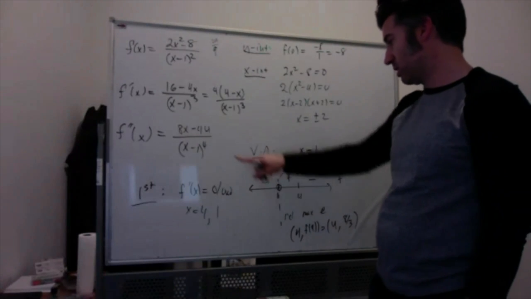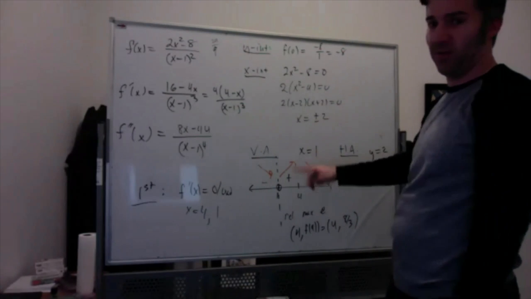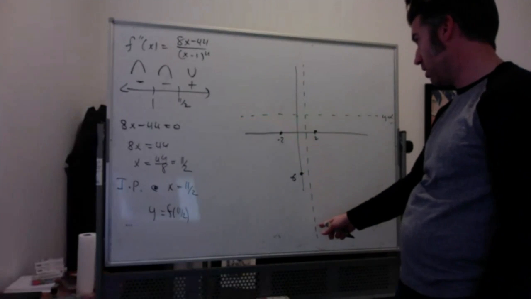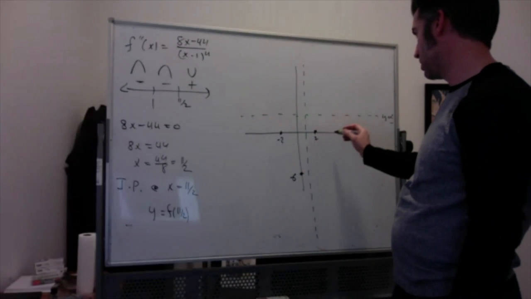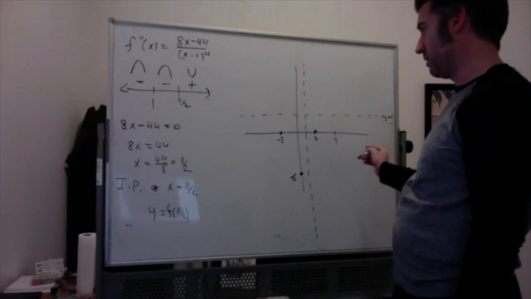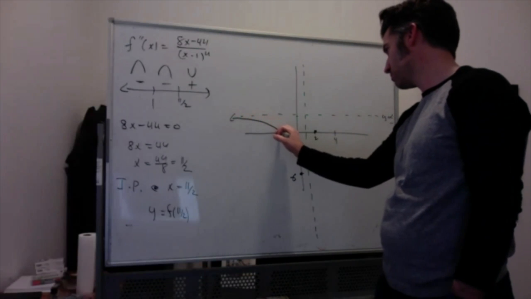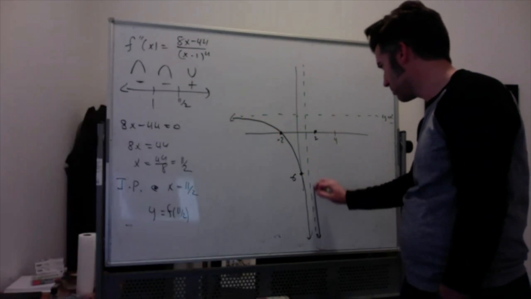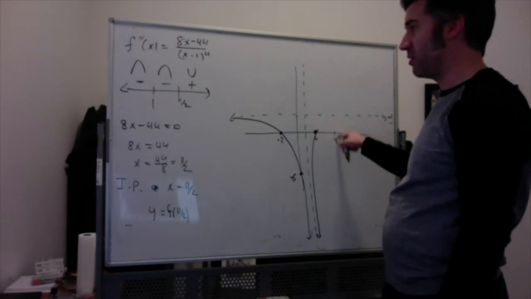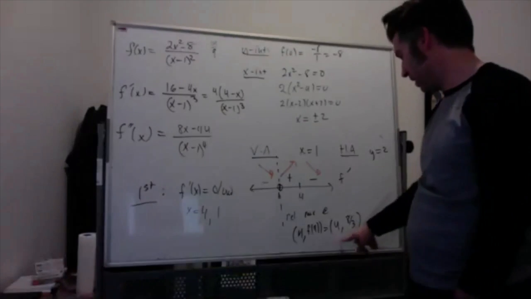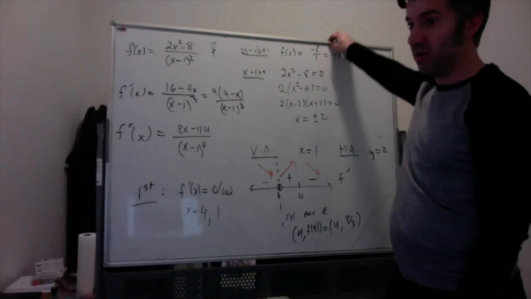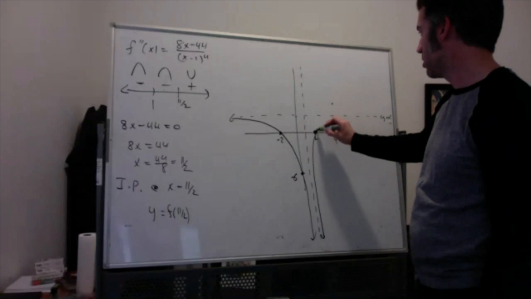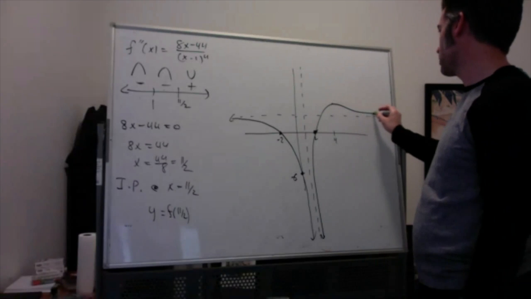We know until we get to 1, it's decreasing. After 1 is increasing. After 4, it's decreasing. So it's decreasing up until 1, increasing afterwards until we get to 4, and then decreasing after 4. So it's all like this. And then I should think about what the y value is at 4. So when I look at 4, the y value is 8/3, which is more than 2. So I have to jump up above my horizontal asymptote and then decrease afterwards.